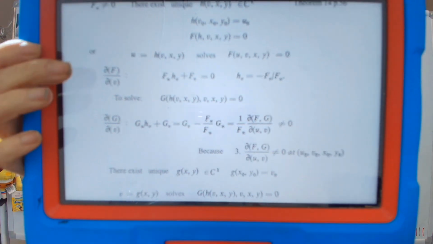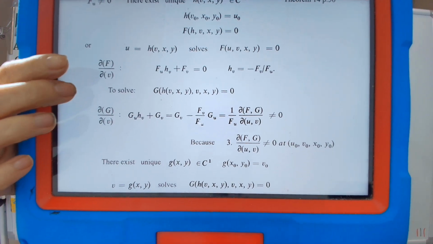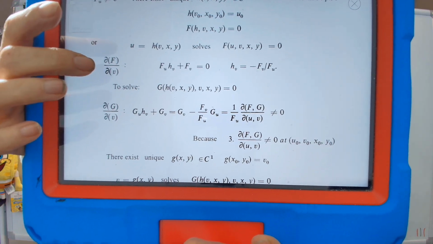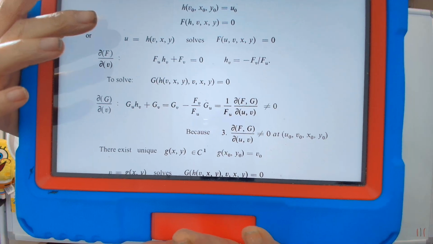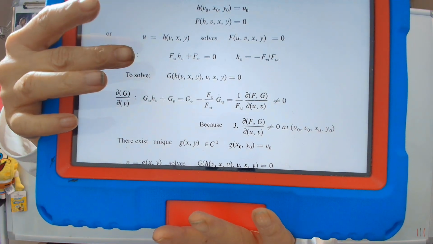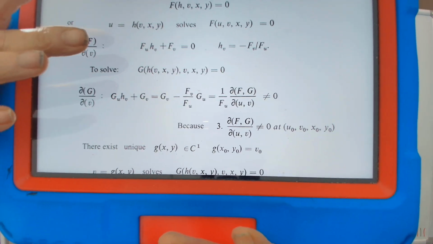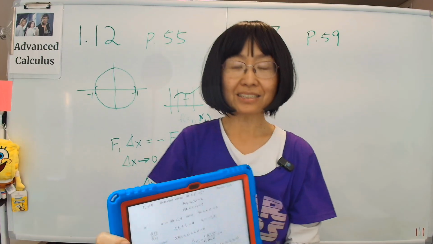Now, next we have partial F, partial v. To do that, we are going to take the F right here and take its partial derivative with respect to v, with h in there instead of u. If you do that, you get this equation, which calculates h_v, which is equal to negative F_v over F_u. Okay, so far so good. So that's the next step.